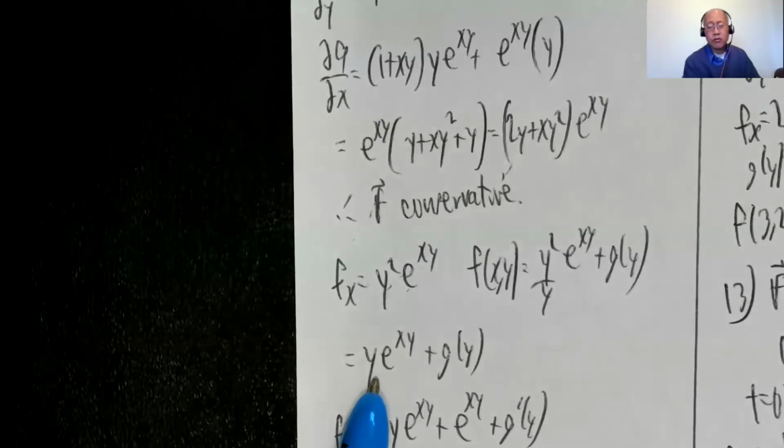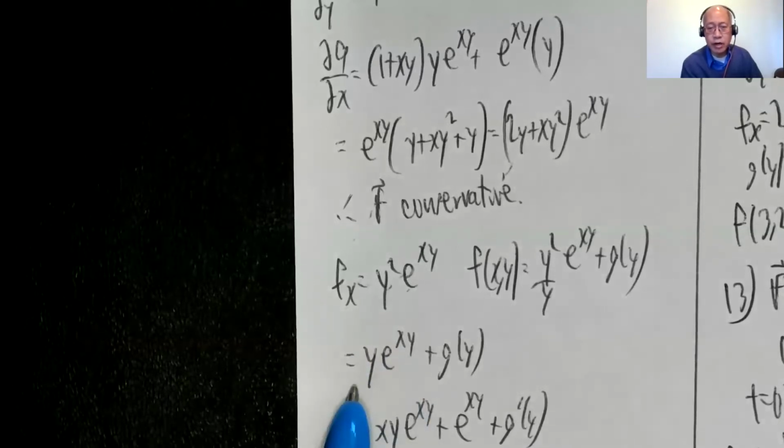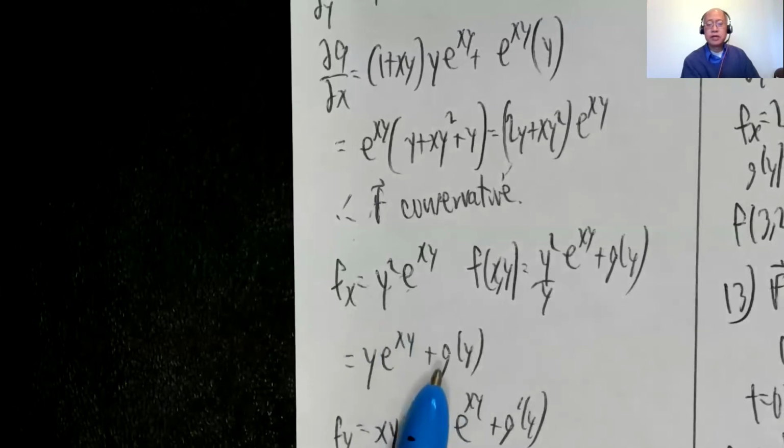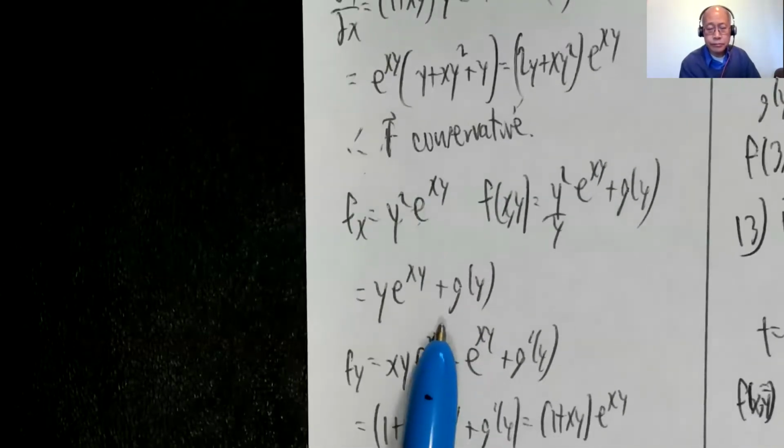What is the derivative with respect to y? Well, it's the same thing times an extra, I'm sorry, what's the derivative with respect to x? It's the same thing times an extra y: y squared e to the xy, plus g of y. And the derivative of this with respect to x is 0.